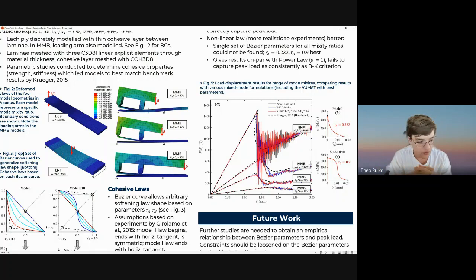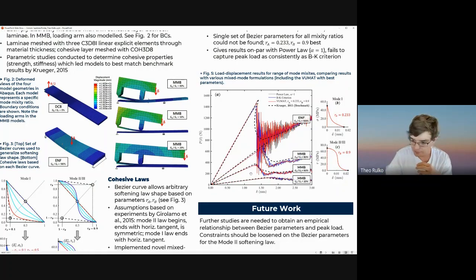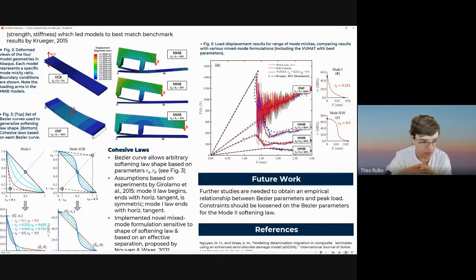In the future, we would like to expand the parameter space for the RB and RA parameters to hopefully be able to determine an empirical relationship between the parameters and the peak load that is reached on the load displacement curve, which we hope to be able to use to tune the shape of the pure mode cohesive laws using simulations.